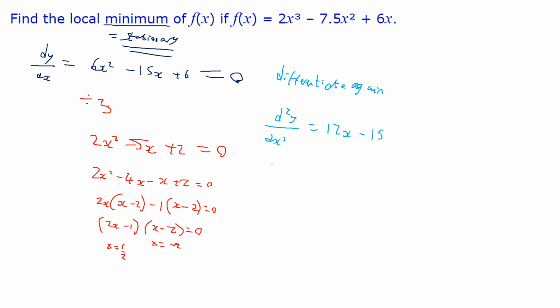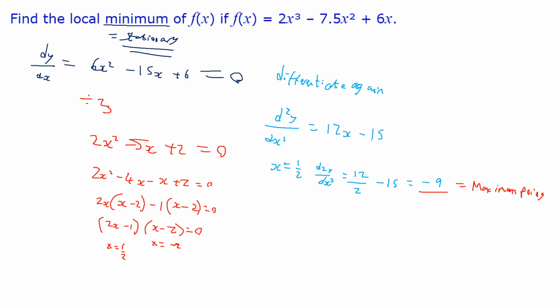So let's start with x equals a half. When x equals a half, d2y by dx squared is equal to 12 times a half minus 15, which is equal to minus 9. So therefore, because this is a negative, this is the maximum point. Okay? It's in reverse this time. If it's minus, it's a maximum, but if it's positive, it's a minimum.